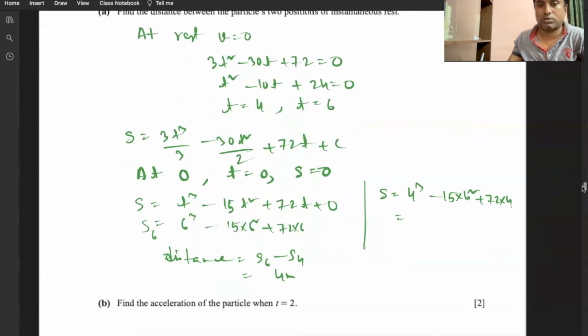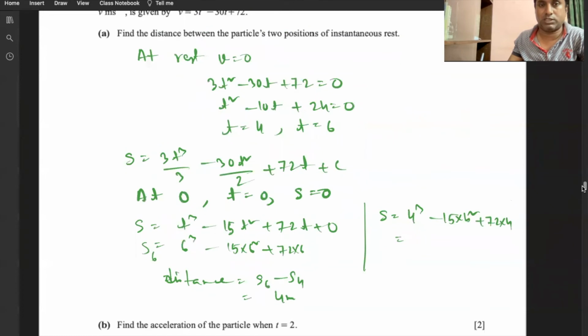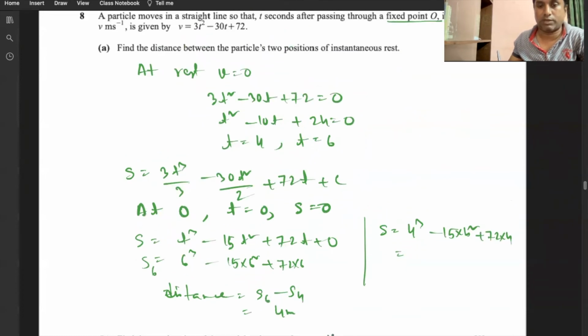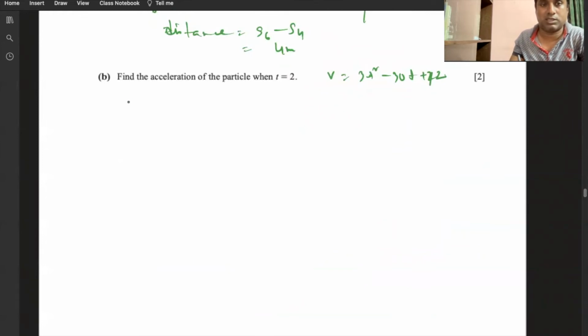Now we need to find the acceleration at t equals 2. Velocity equals 3t square minus 30t plus 72, and if we differentiate this, we have the acceleration. That means acceleration equals 6t minus 30, and if we use t equals 2, that is 12 minus 30, we have minus 18 meter per second square.